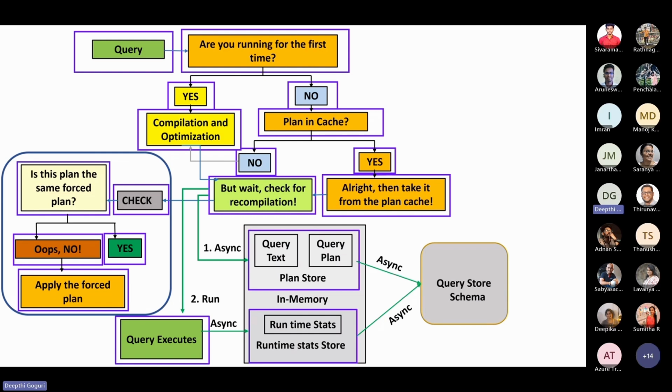So where is the query store schema located? The query store schema is always located in the primary data file of the database. All the information that is collected about your queries is stored in the primary data file of the database. You cannot change the location. It is the default, and it is standard for it to stay there. You cannot change that. So that's how the query store runs behind the scenes.